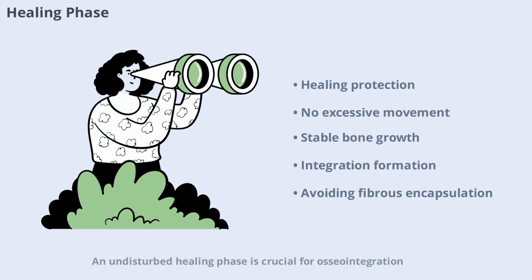An undisturbed healing phase is crucial for osseointegration. After implant placement, the site must be protected from excessive movement and functional loading. This allows the bone to grow and integrate with the implant surface, forming a stable connection. Disturbing the healing phase can lead to fibrous encapsulation instead of osseointegration, compromising implant stability.